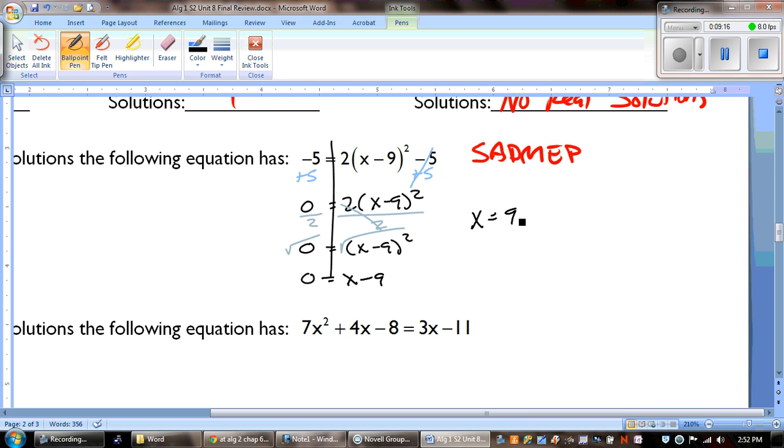Now, it's not asking us what the answer is, it's asking us how many solutions there are. So how many solutions did we have? Yeah, we only had 1. So the answer is 1 solution.